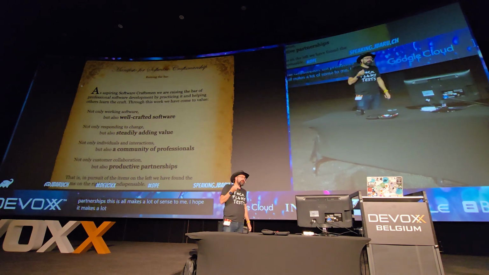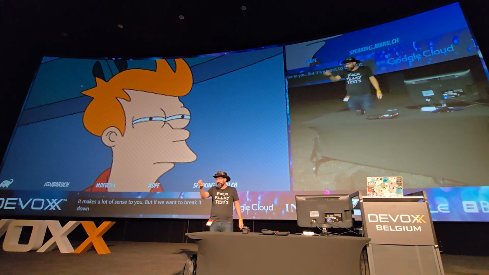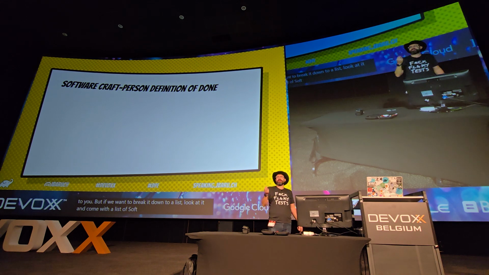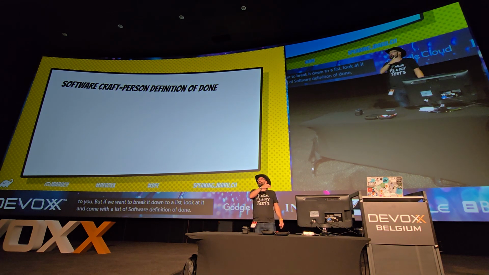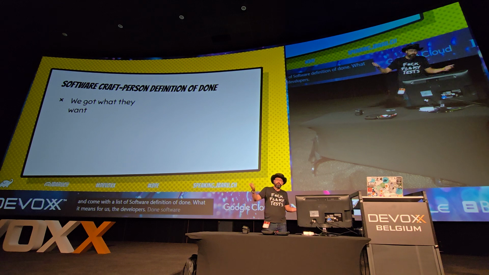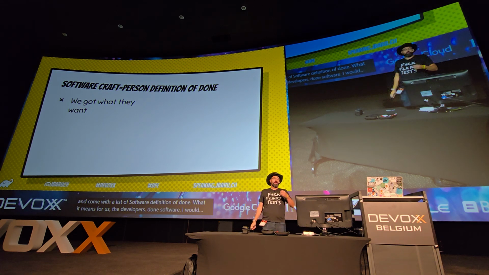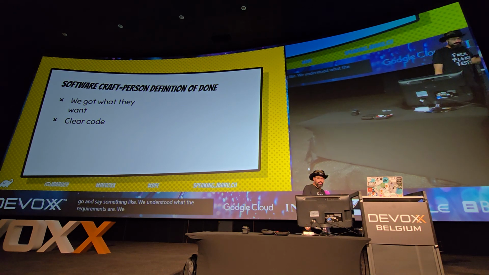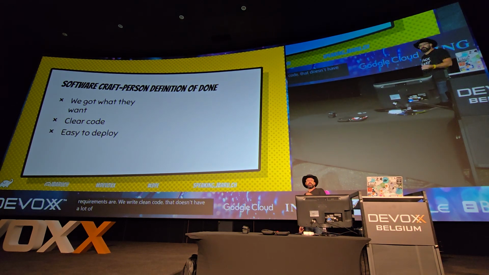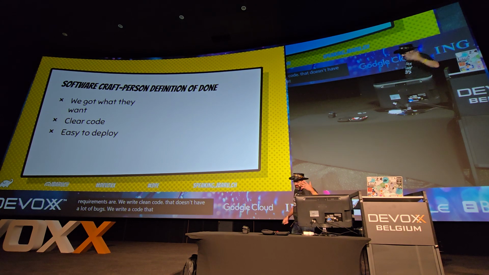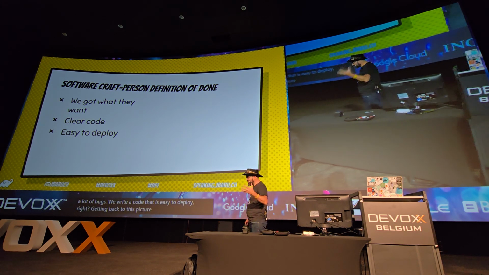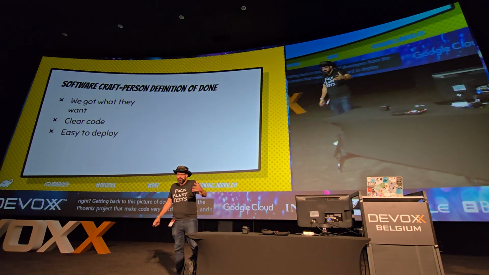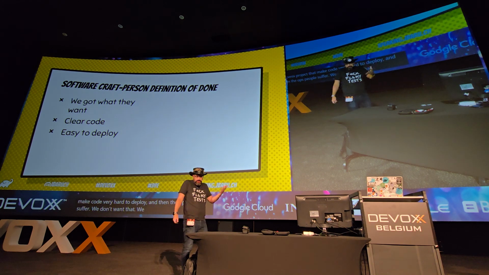But if we want to break it down to a list, look at it and come up with a list of software definition of done. What it means for us, the developers, done software. I would go and say something like, we understood what the requirements are. We write clean code that doesn't have a lot of bugs. We write code that is easy to deploy, right? Getting back to this picture of developers from the Phoenix Project that made code very hard to deploy and then the ops people suffered. We don't want that. We obviously want code that is easier to deploy.